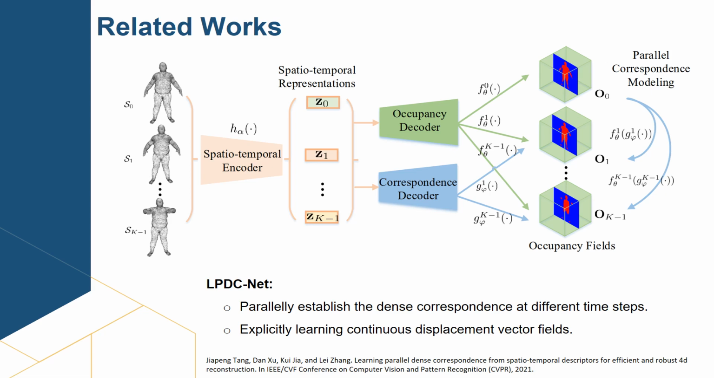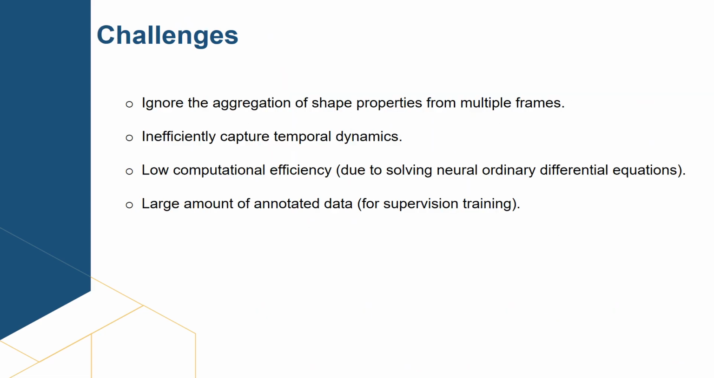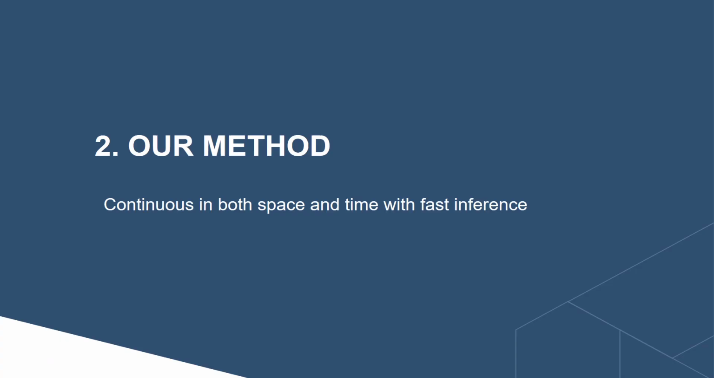displacement vector fields. However, this work still has many drawbacks and challenges to solve, such as ignoring aggregation of the set properties from multiple frames, inefficiently capturing the temporal dynamics, low computational efficiency due to solving neural ordinary differential equations, and requiring a large amount of annotated data for supervision training. From the above challenges, we propose RFNet-4D to solve this problem.